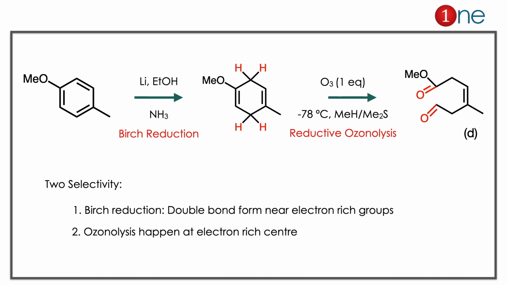Here you have to learn 2 important things. One is Birch reduction. Birch reduction is a curious reduction because it reduces the benzene and decreases the aromaticity, but the double bond is formed near the electron donating group. Second is ozonolysis. Ozonolysis can occur at any double bond, but more preferably the electron rich double bond gets ozonized. So here the methoxy group gets ozonized, and finally you have ester and aldehyde there.